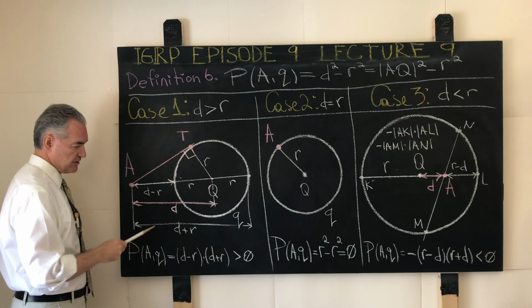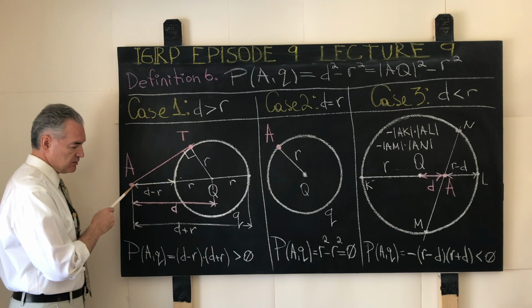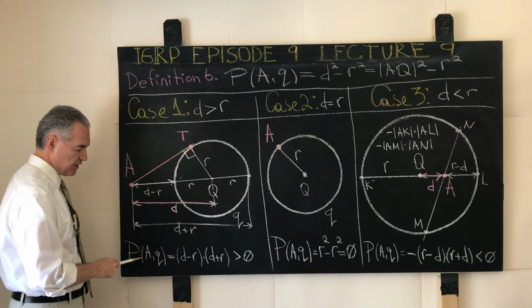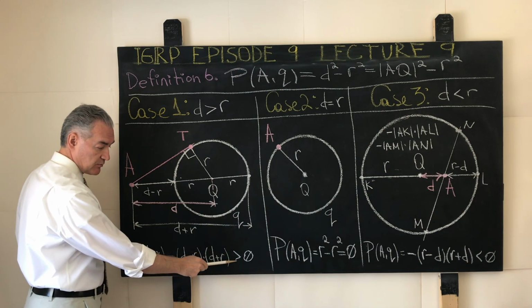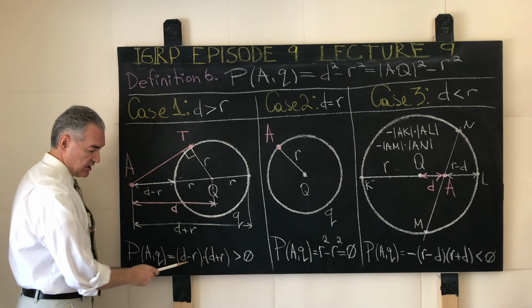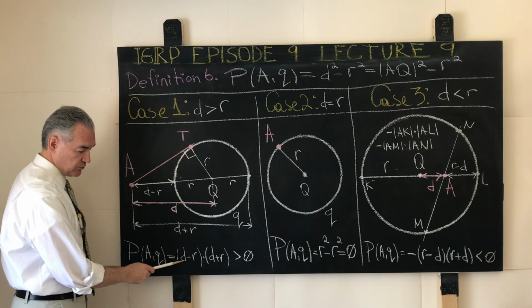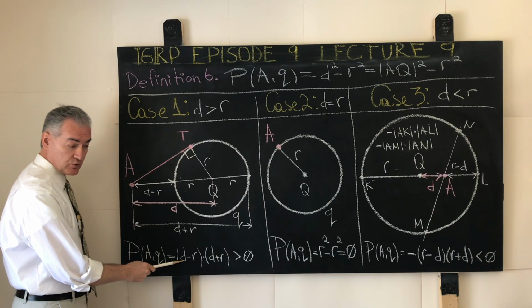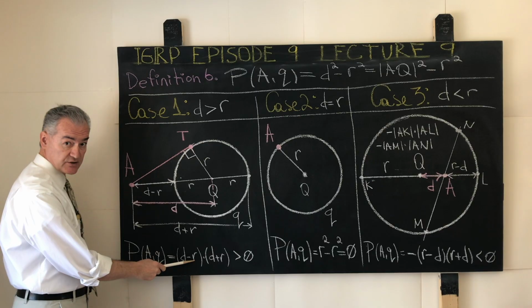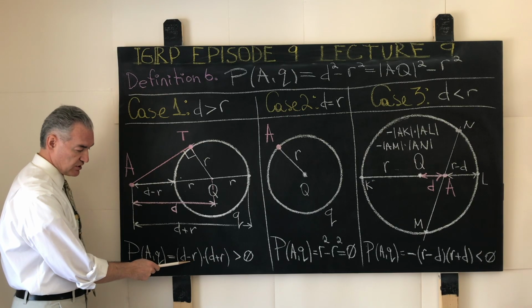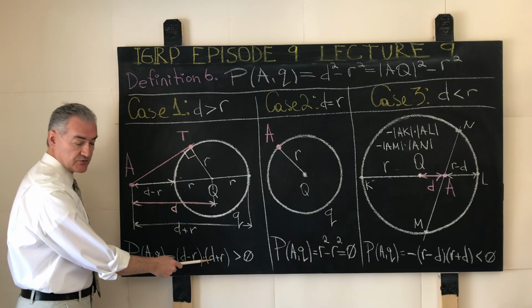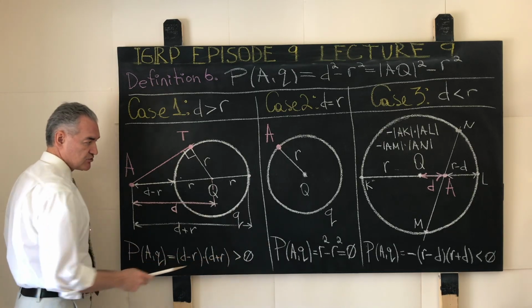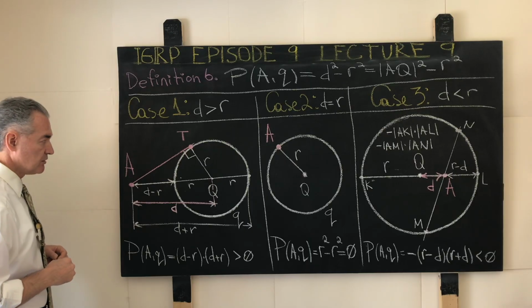We have it that in this case, the power of a point A with respect to a circle will be a real number that will be strictly positive, because the difference between the distance from that point to the center of the circle and the radius of the circle will always be greater than 0. This will be a product of two strictly positive real numbers. The result will be a strictly positive real number.